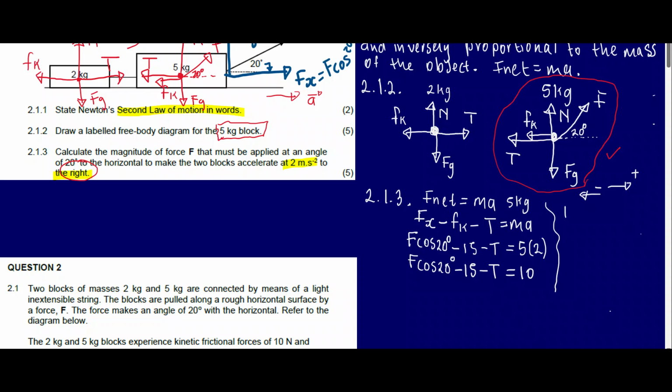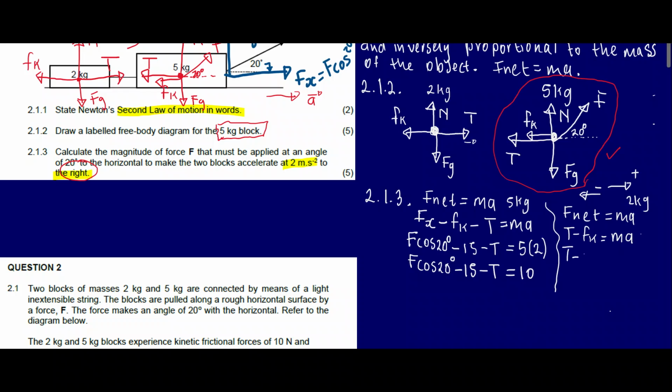So this is the F net for the 5 kg block. That's why the forces considered here were of the 5 kg block. So let's do F net for the 2 kg block. F net is equal to MA for the 2 kg block. I think you can see that the force on the right here is T. It's going to be T minus Fk, equal to MA.